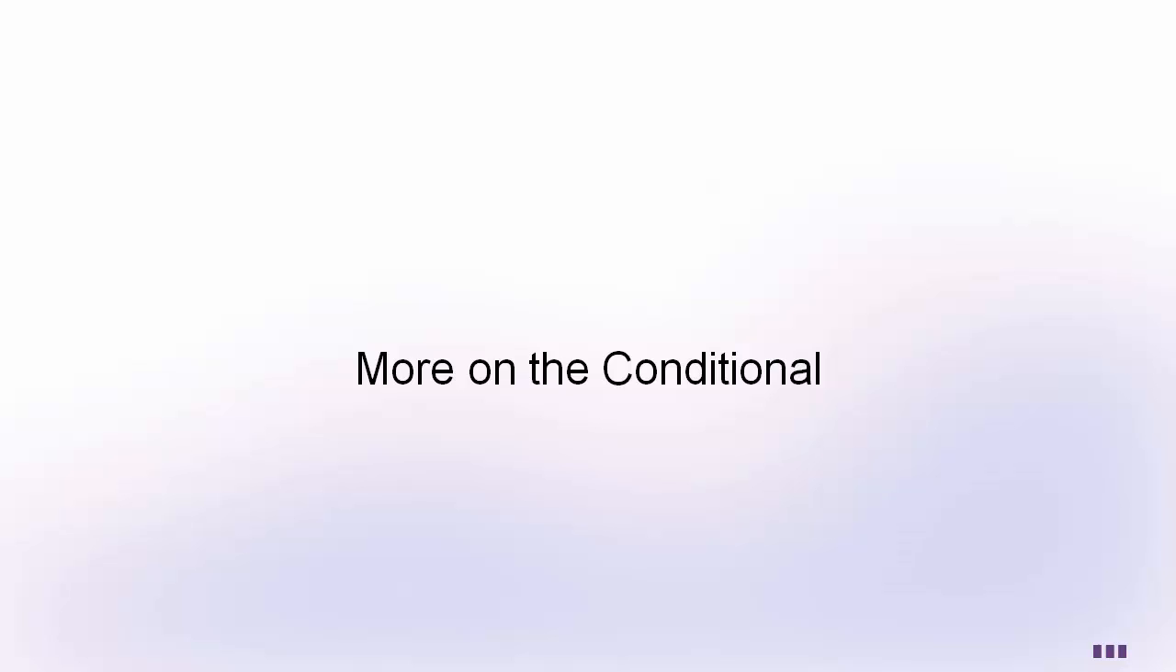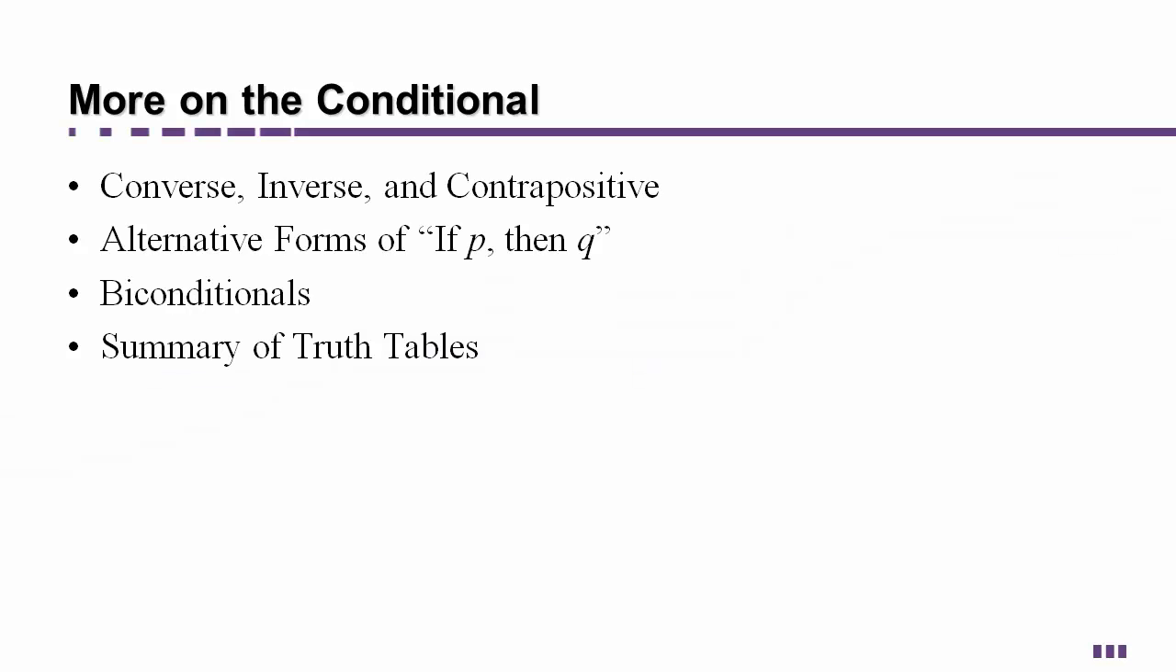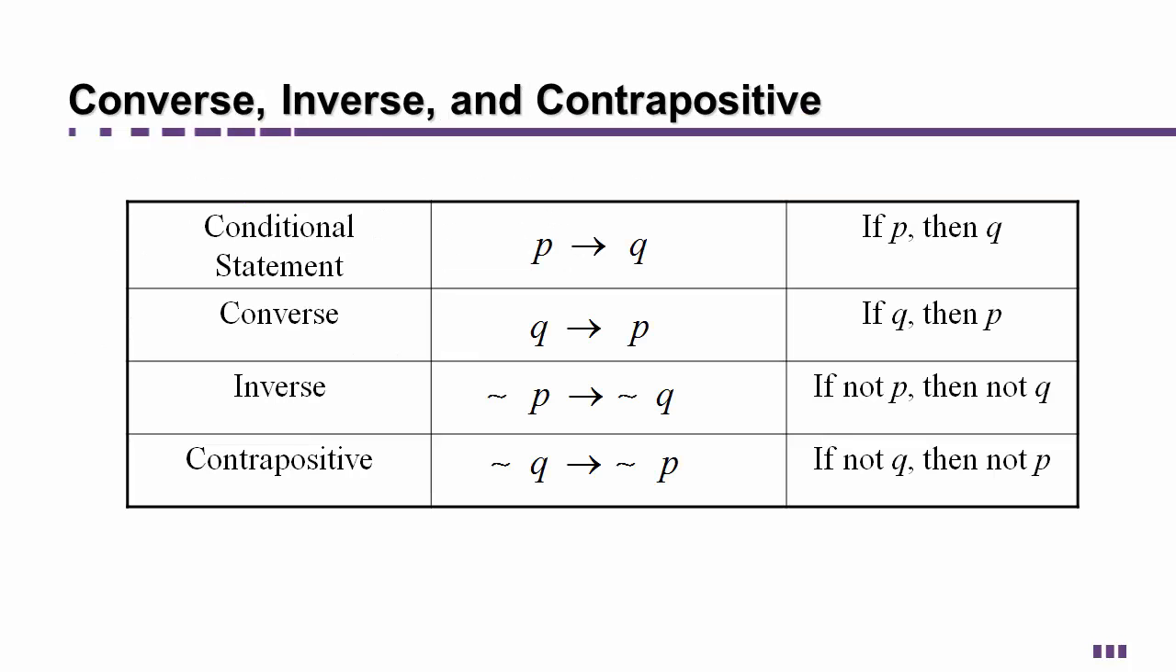Okay, so here's some more information on the conditional. We're going to cover what it is to be the converse, the inverse, and the contrapositive of something. Look at some alternative forms of if P then Q. Look at biconditionals, which are if and only ifs, and summarize some truth tables. So let's put it all together so we can see it visually.